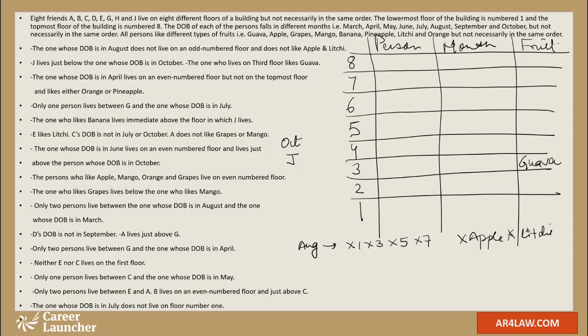The one whose birthday is in April lives on an even numbered floor but not on topmost floor. So the one whose birthday is in April is on either floor 2, 4 or 6 but not on floor 8. Likes either orange or pineapple. Only one person lives between G and the one whose date of birth is in July. So let me note it like this, telling me that there's a gap of 1 floor between these two persons. E likes lychee.